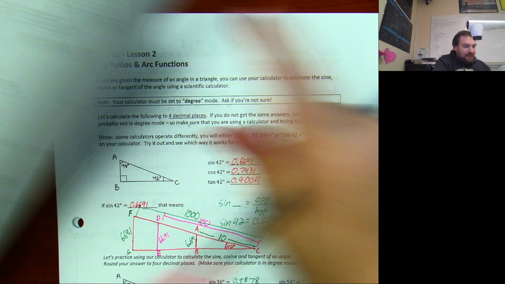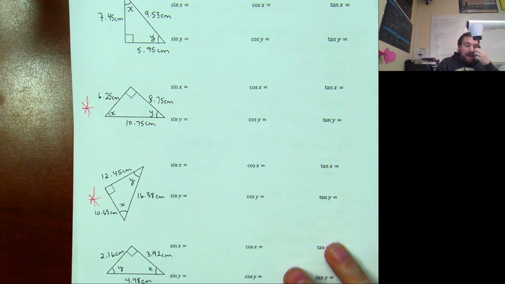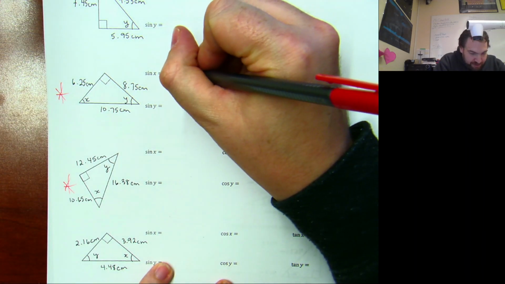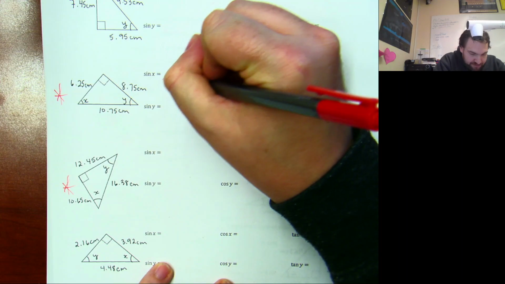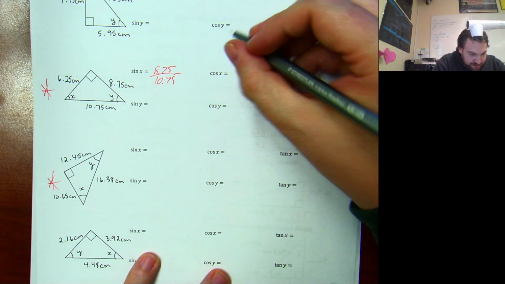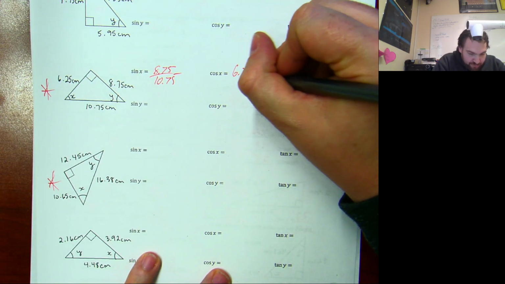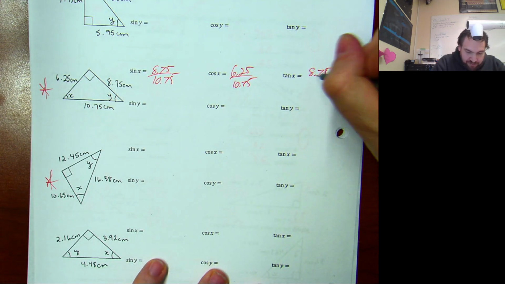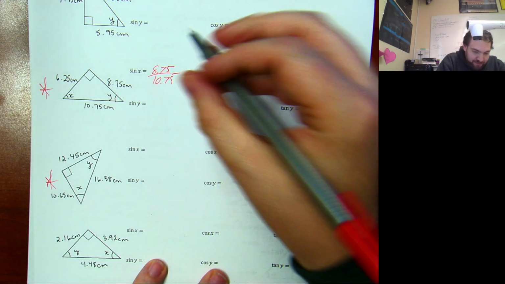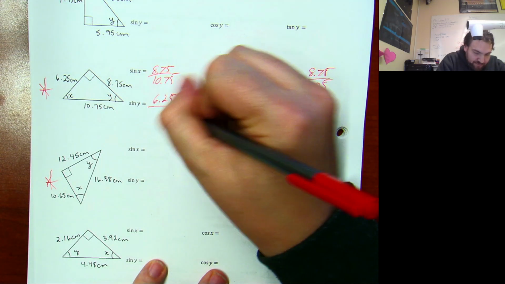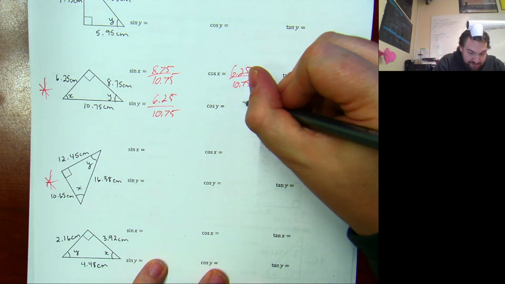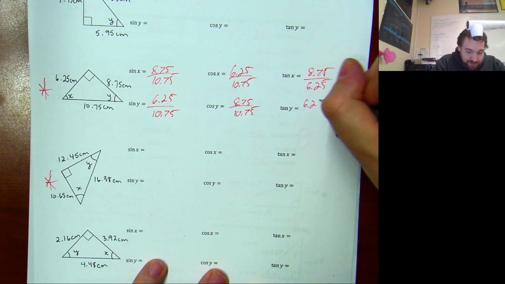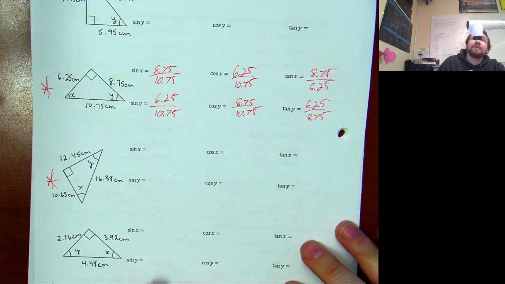Okay, recording. Now, these next ones, flipping the page, I assigned these two. So sine x is going to be opposite over hypotenuse. Cos x is going to be adjacent over hypotenuse. And tan x is going to be opposite over adjacent. So sine y is going to be 6.25 over 10.75. Cos y is going to be 8.75 over 10.75. And tan y is going to be 6.25 over 8.75.